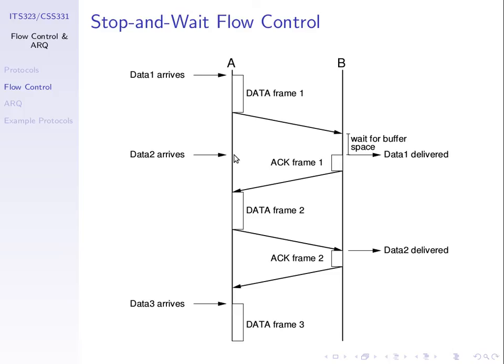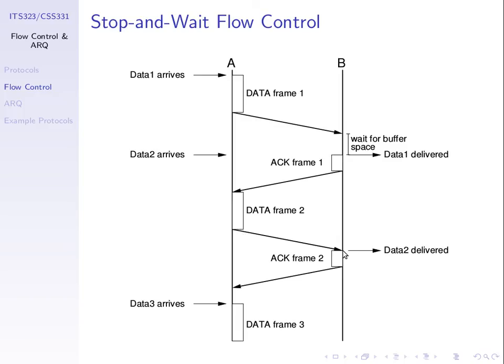It's doing nothing. But at this time, the user at computer A wants to send more data. The user wants to send a second piece of data. Data 2, so I denote that as data 2 arrives. But A is not allowed to send it yet, because the rules are we can't send a second frame until the first one has been ACKed. So this data 2 is stored in memory at A. Not until we receive the ACK for frame 1, then we can send data frame 2, containing the second piece of data. We transmit data frame 2.